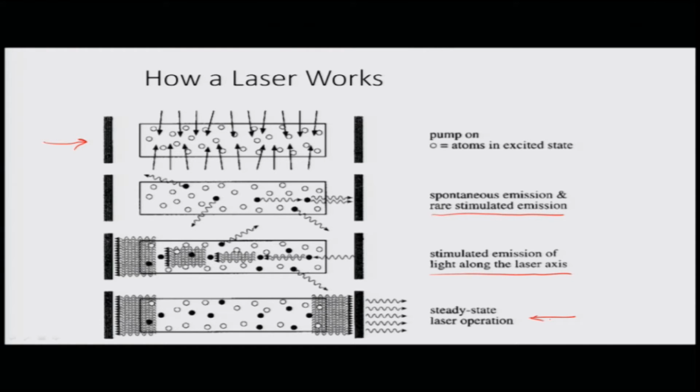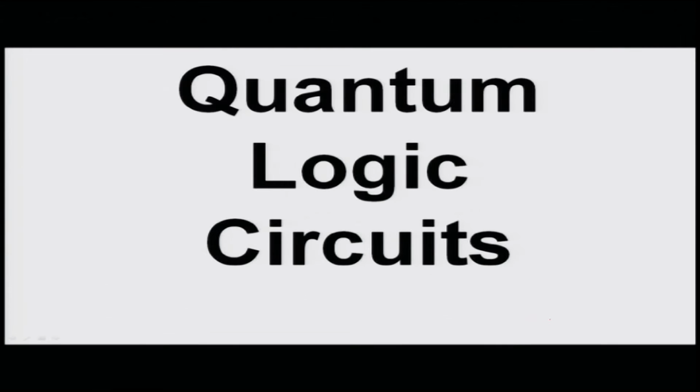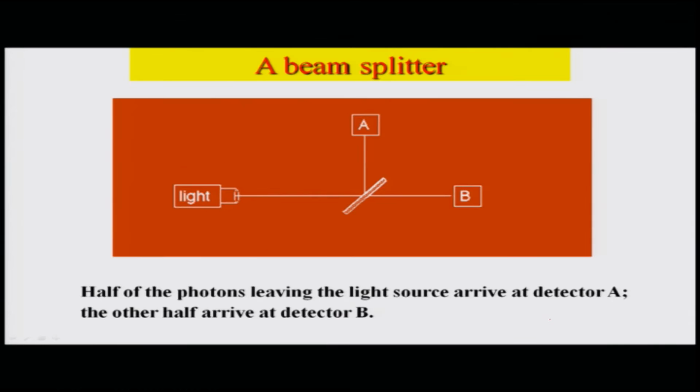So, with this background, let us now go back to see some of the optical approaches to quantum gates and circuits and things like that. So, first let us look at quantum logic circuits using light and properties of light. The first one in this principle is the beam splitter, which splits the beam input into two parts.